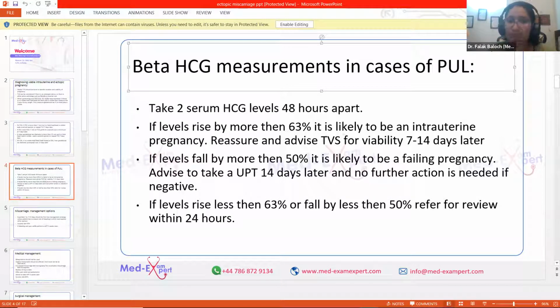The third possibility is there is a rise, but it is less than 63%, or there is a fall, but it is less than 50%, in which case we need to refer for a review within 24 hours. There is a high possibility that it could be an abnormal pregnancy, maybe an ectopic pregnancy. So the three possibilities that we have for pregnancy of unknown location are either it could be a viable intrauterine pregnancy, or it could be a complete miscarriage, or it could be an abnormal pregnancy like an ectopic. So coming forward, this was how we manage pregnancy of unknown location.